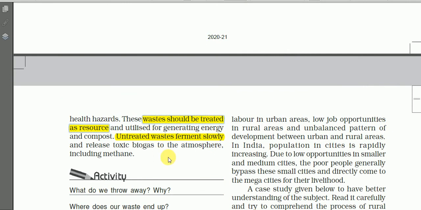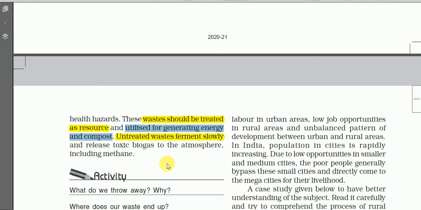And these wastes should be treated as resources. We must think of these waste materials as a resource and utilize them for generating energy and compost. Scrap metals, for example, can be collected and recycled. Then plastic, for example, can be collected and recycled. So in this way, this recycling must be done.